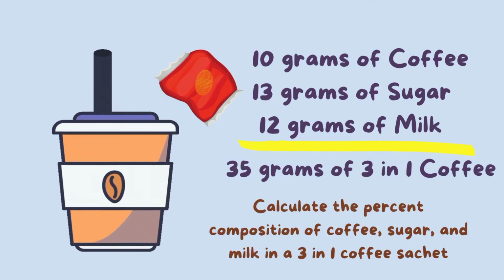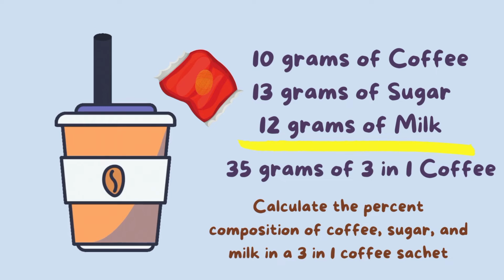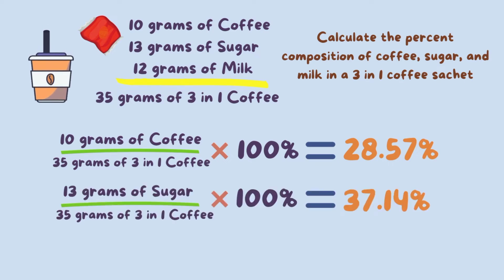Let us calculate the percentage composition of coffee, sugar, and milk in a 3-in-1 coffee sachet. 10 grams of coffee divided by 35 grams of 3-in-1 coffee times 100% is 28.57. Our answer had already been rounded off to the nearest hundredths, so don't forget to round off your answers. Let's proceed to the 13 grams of sugar divided by 35 grams multiplied by 100% is 37.14, which had already been rounded off to the nearest hundredths.